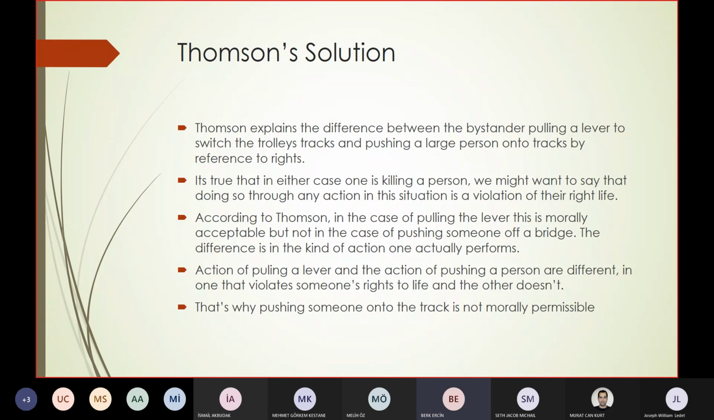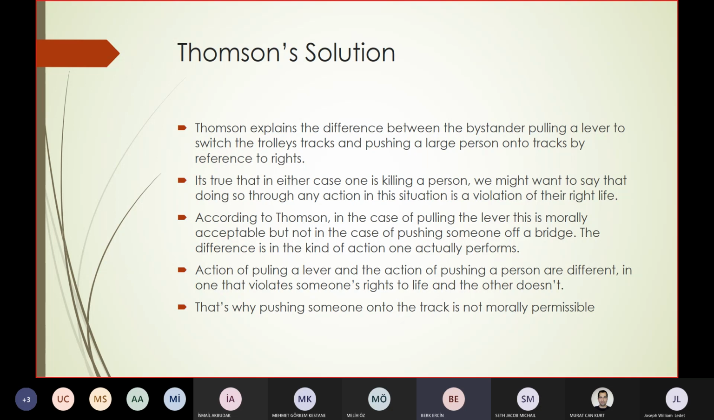In her 1985 article called The Trolley Problem, Thomson explains the difference between the bystander pulling a lever to switch the trolley tracks and pushing a large person onto the tracks by reference to rights. Thomson argues that the action of pulling a lever and the action of pushing a person are different, and one violates someone's right to life and the other doesn't.